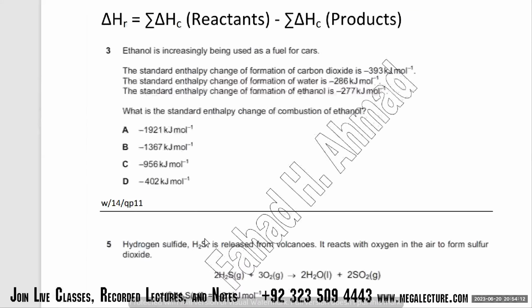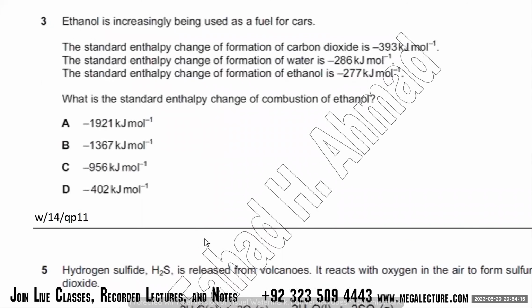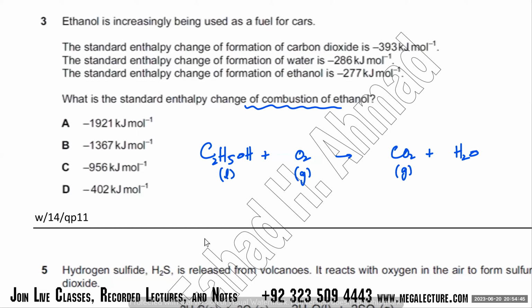Okay, so let's do the first question. Now you can do this by drawing the Hess cycle, or you can actually do this directly too. So let's try and do this directly. Enthalpy change of combustion of ethanol, that's what he's asking for. So what is the enthalpy of combustion of ethanol? 1 mole of ethanol burns in excess oxygen. And what do you get? You get carbon dioxide and you get water. This is liquid, this is gas, this is gas, and this is a liquid. So he's asking us for this.